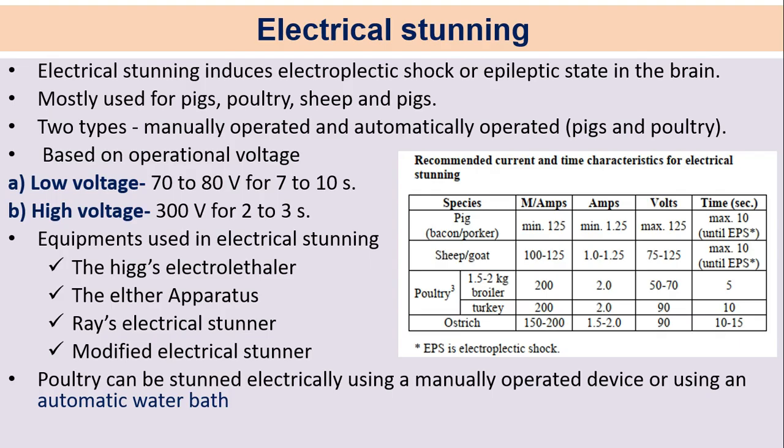Electrical stunning. Electrical stunning induces an electroplectic shock or epileptic state in the brain. It is mostly used for pigs, poultry and sheep. There are two types: manually operated and automatically operated. Based on operational voltage, low voltage is 70 to 80 volts for 7 to 10 seconds, and high voltage is 300 volts for 2 to 3 seconds. Equipment used in electrical stunning includes the Higgs electrolyzer, the Elder apparatus, the raised electrical stunner, and the modified electrical stunner. Poultry can be stunned electrically using a manually operated device or an automatic water bath.